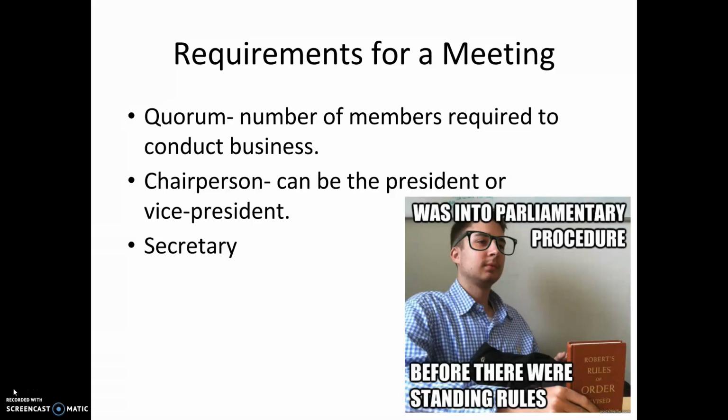You also need a chairperson. Most of the time this is going to be your president, but if the president cannot be there for whatever reason, the vice president would then assume the duties of the president and become the chairperson. You also need a secretary. You need someone to take the minutes of the meeting.